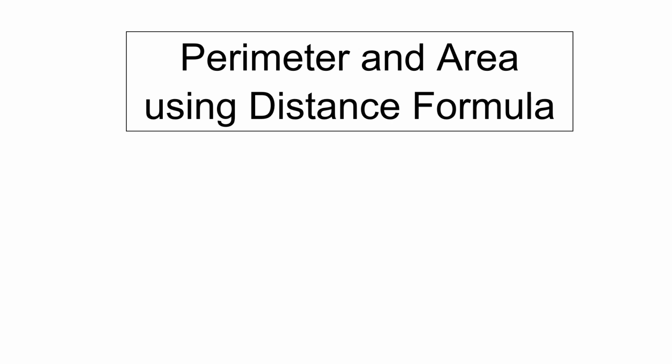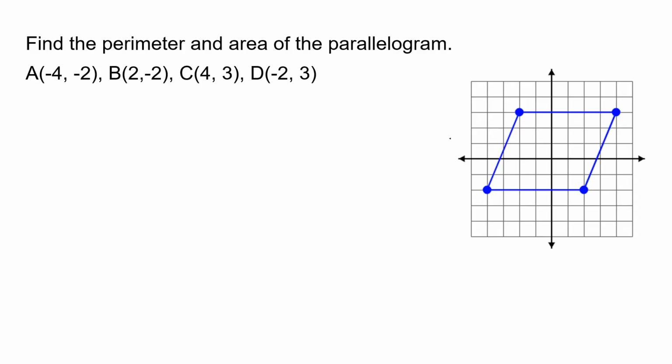Today we're going to learn how to find the perimeter and area of polygons using the distance formula. Find the perimeter and area of a parallelogram. Let's start by labeling the sides. We have A, B, C, and D based off of the coordinates they've given us.